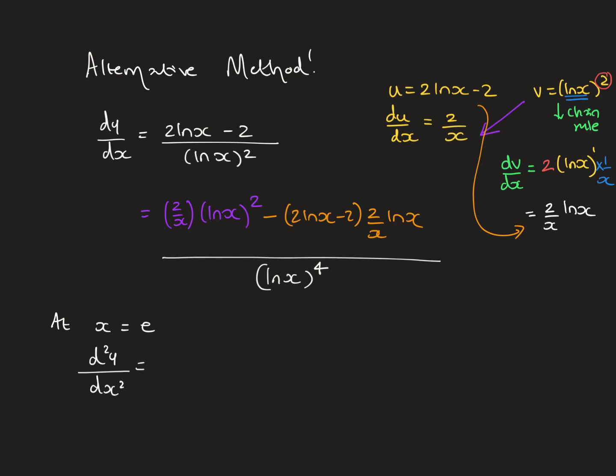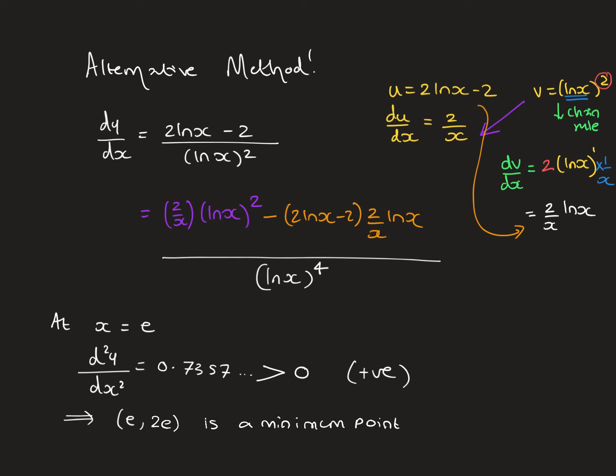So this gives us 0.7357, which is of course greater than 0 or positive, which implies that the point (e, e) is a minimum point. And again, notice the level of working I've shown in my answer here. We are required to show detailed reasoning. We must show that working very clearly.